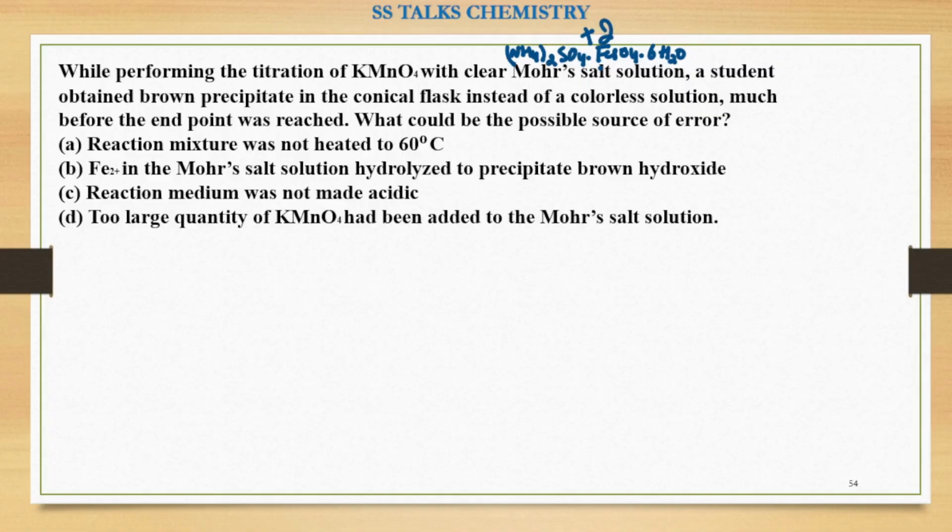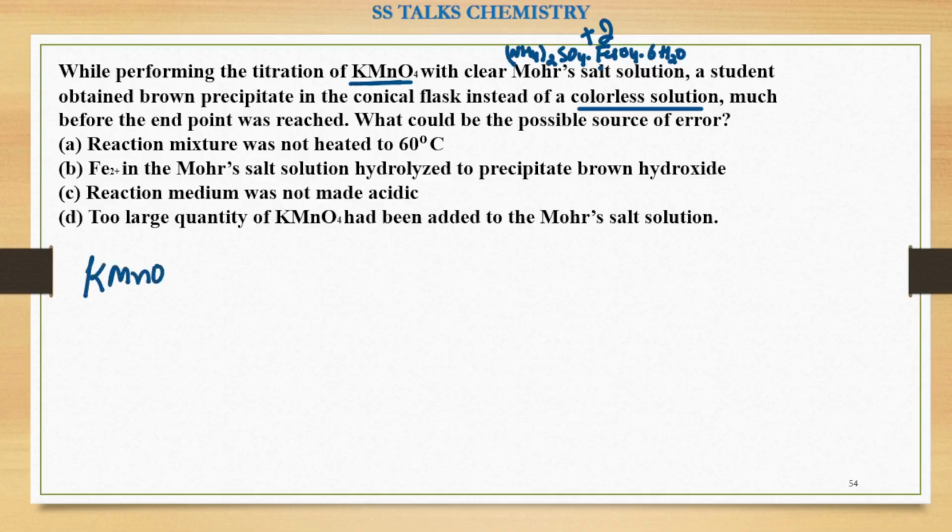What a student does is, the student obtained brown precipitates in the conical flask instead of a colorless solution. The end point was the colorless solution. KMnO4 is pinkish in color, but here after the titration, instead of a colorless solution, you are getting a brownish precipitate much before the end point was reached. So what would be the possible source of the error? How is the reaction proceeding? Let us firstly look at that.